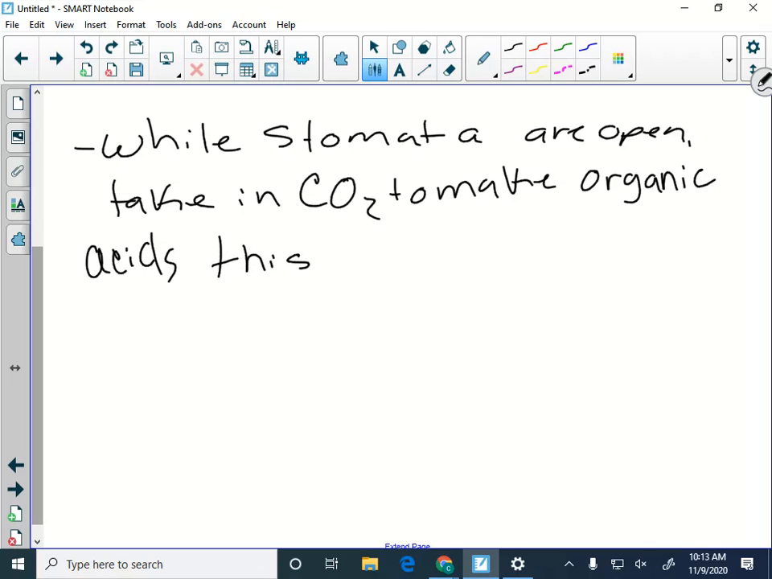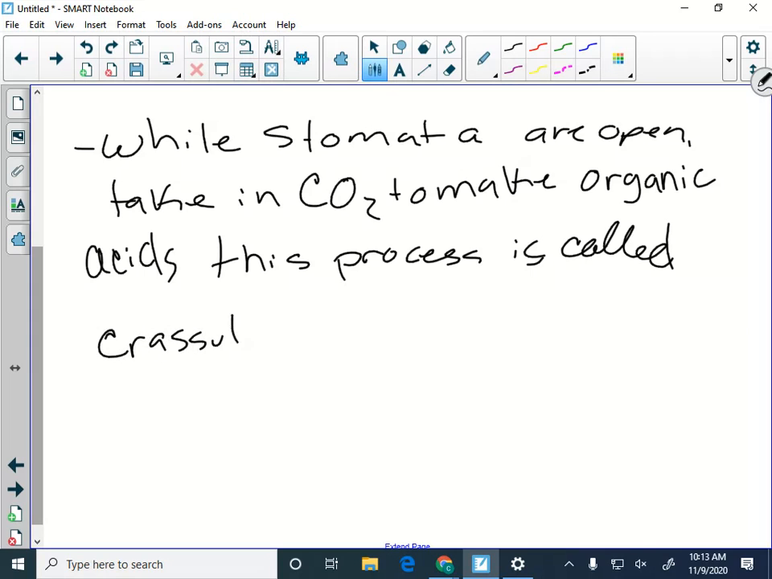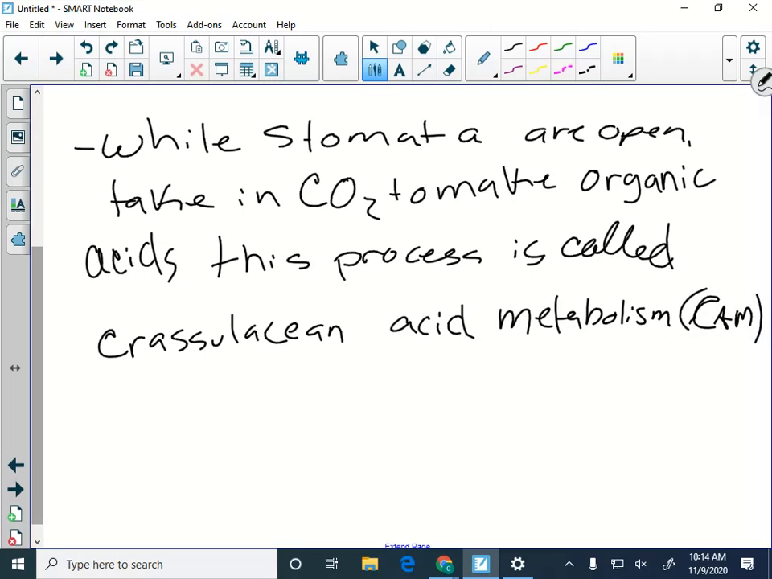This process is called crassulacean acid metabolism, or CAM. So our C4 plants had a 4-carbon first product. Our C3 plants had a 3-carbon product. Our CAM plants make organic acids.